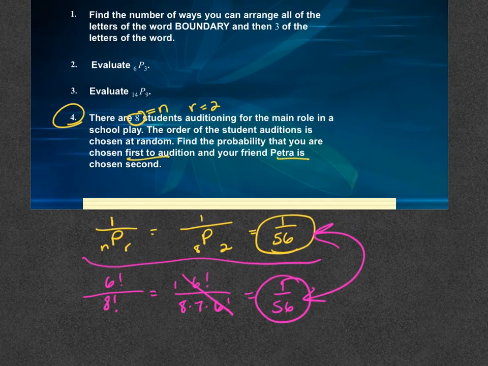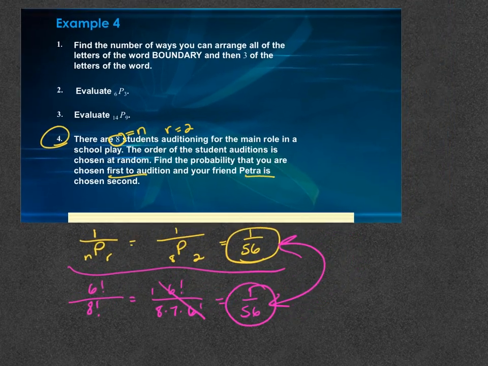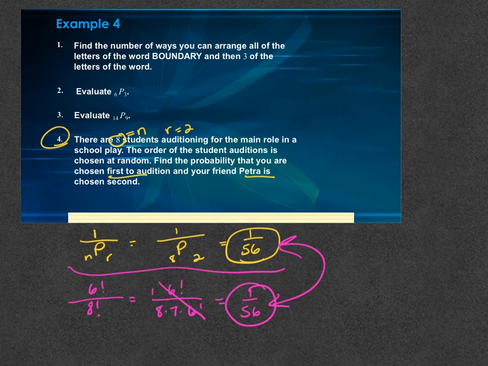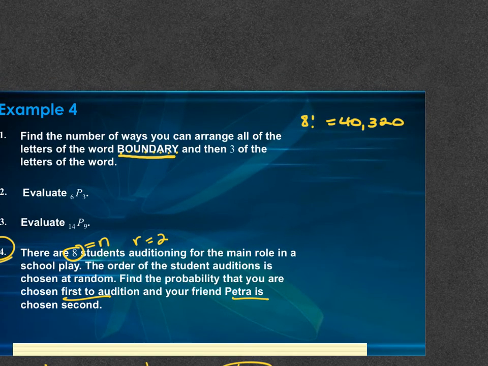Okay, now I'm going to go back to the ones. I actually think the other ones are easier, right? So number 1 says find the number of ways you can arrange all the letters in the word boundary, and then 3 of the letters in the word. So the first thing I'm going to do is figure out all of the letters. How can I arrange them all? So boundary has 1, 2, 3, 4, 5, 6, 7, 8 letters, which means the first question is 8 factorial, which is 40,320. That's if I use all the letters.